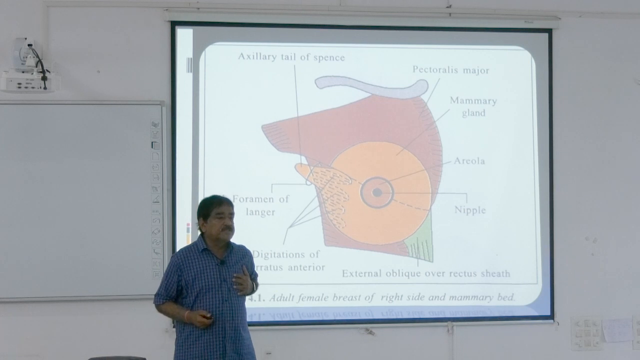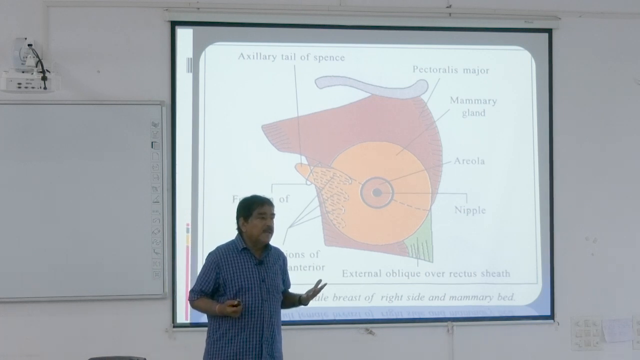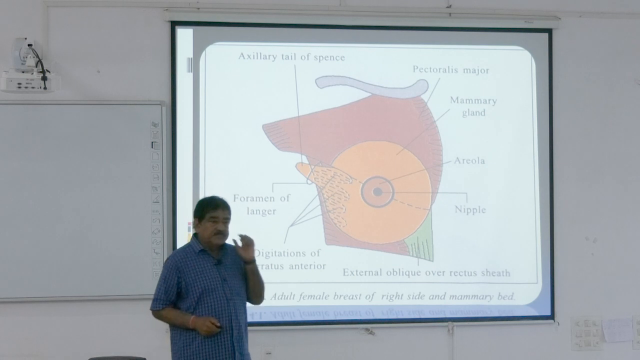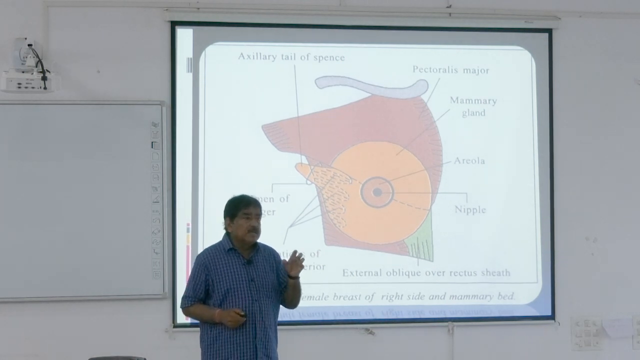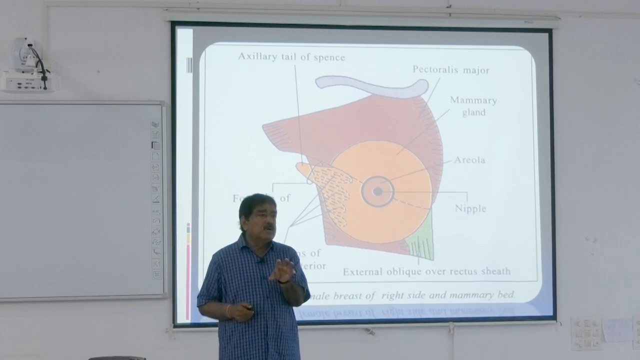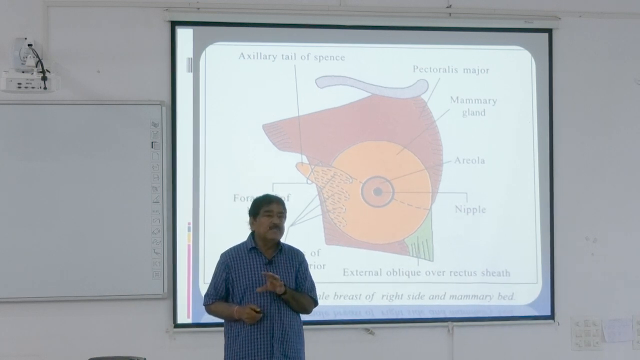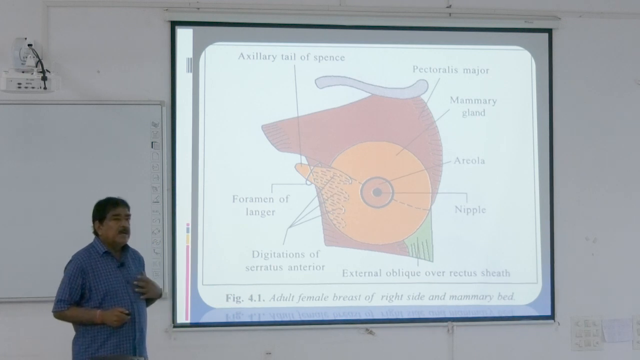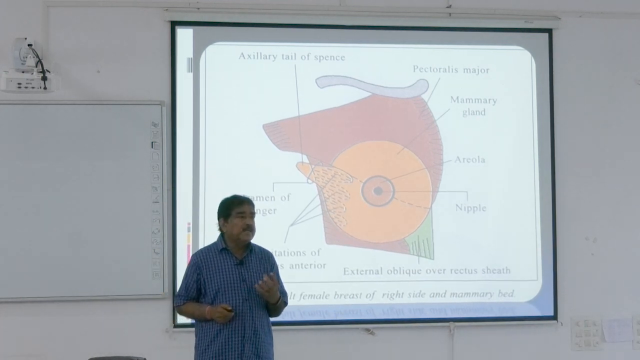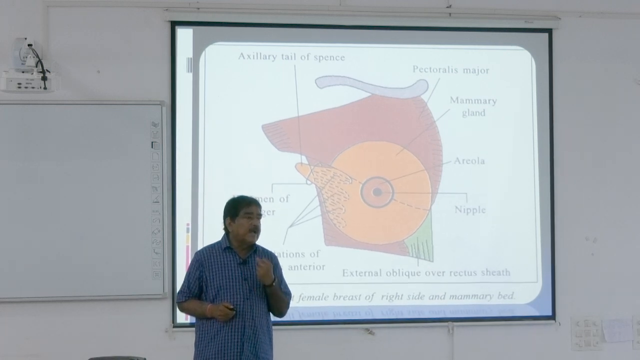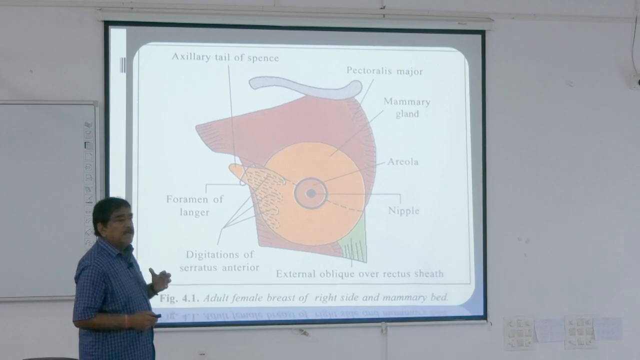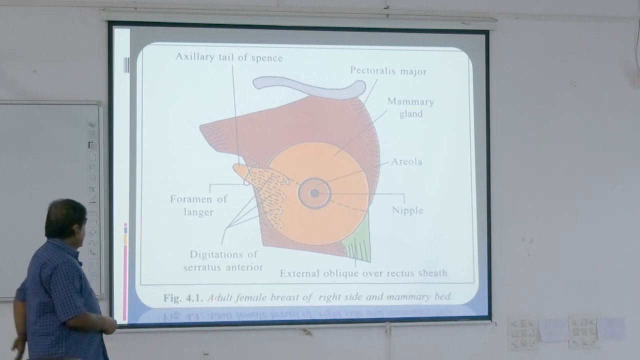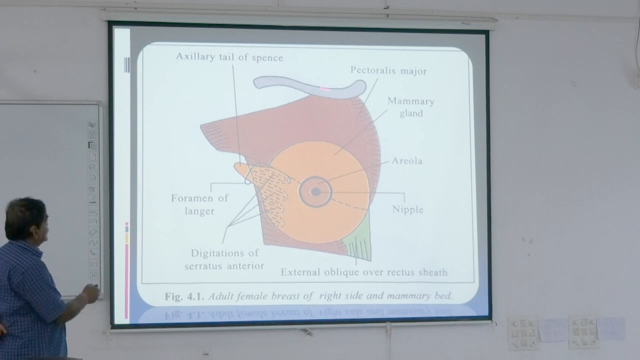You feel your own chest wall, and you see the muscles are there, and intercostal spaces, and it extends from second rib to the 6th rib. It is globular, in different shapes and sizes, and also pendulous. It is fibrous tissue, connective tissue, and fat, and the glandular element is there. And this is the adult female breast of the right side. This is the mammary bed.